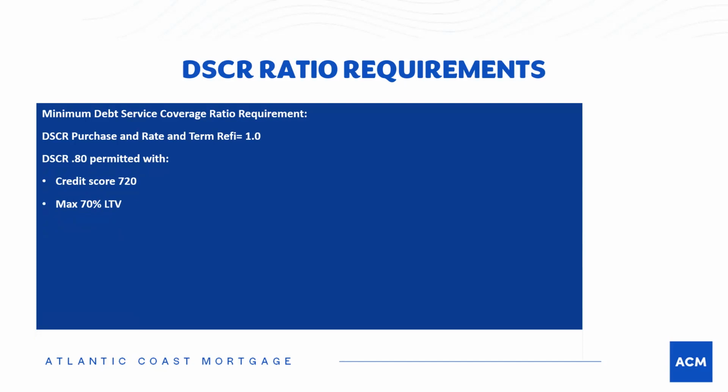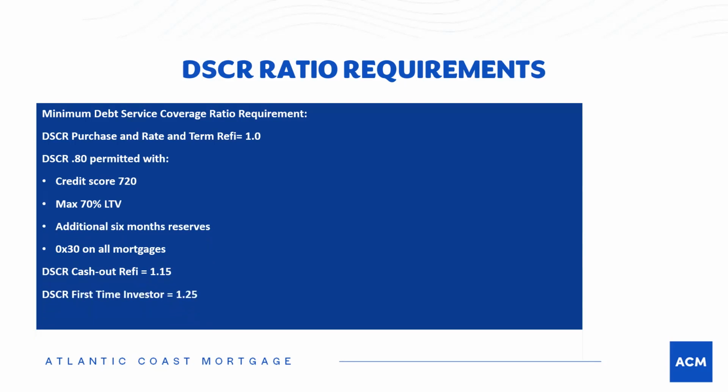But like I said, if they have a 720 credit score or put 30% down, then they can get a 0.8. If they're doing the 0.8, they do have to have an additional 6 months of reserves. No mortgage lates on their current mortgage. If they wanted to do a refinance, they're going to be looking at 1.15. So of course, it's going to be a little bit higher for cash out.